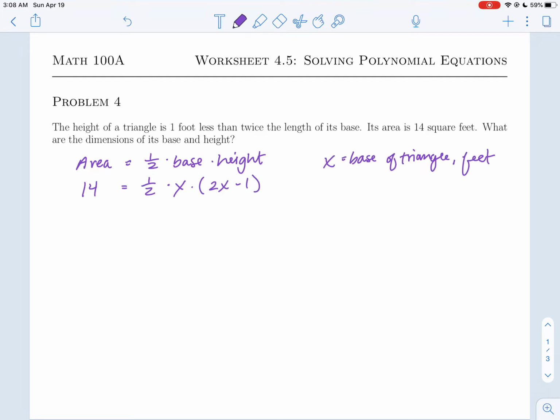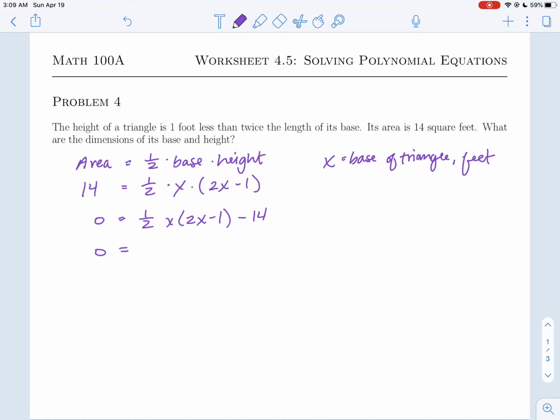Okay, from here I just have a polynomial I need to solve. So remember, we're trying to use the zero product property. So the first thing to do is get it equal to 0. I'm going to move that 14 to the other side. It'll give me 0 equals 1/2 times x times 2x minus 1, and then minus 14. Now, unfortunately for me, the second part of zero product is that it needs to be a product, and this is not a product. That minus 14 is messing that up. So we're actually going to have to multiply it out and refactor.